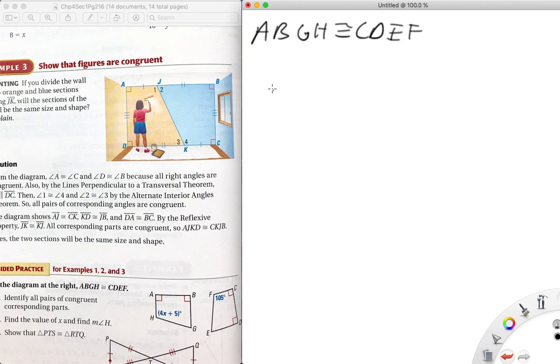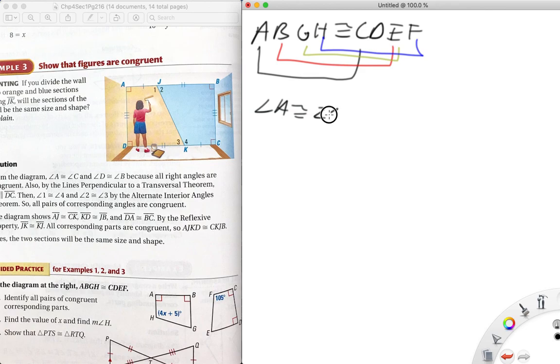Again, like I said, I already know A corresponds to C, B corresponds to D, G corresponds to E, H corresponds to F. So in terms of the angles, I can easily just say angle A is congruent to angle C, angle B is congruent to angle D, angle G is congruent to angle E, and angle H is congruent to angle F. Those are the corresponding angles.